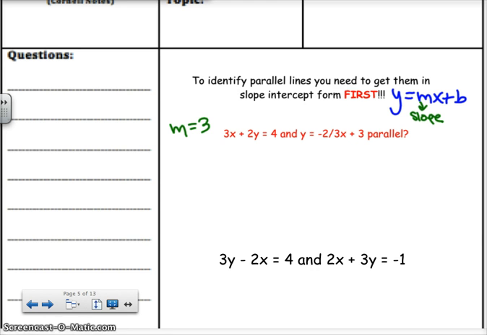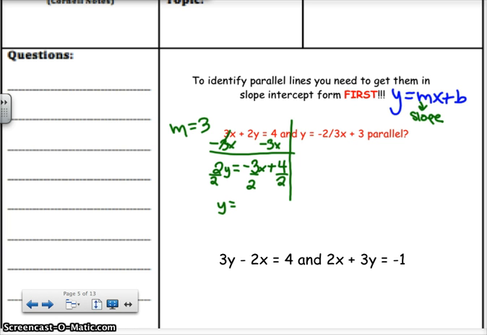We need y by itself. So this is where we use the strategy, get rid of the x term. Because I really have 2 lines here. Get rid of the x term. 2y equals negative 3x plus 4. And then divide by the coefficient of y. Y equals negative 3/2 x plus 2. My real slope is negative 3/2. It is not 3.